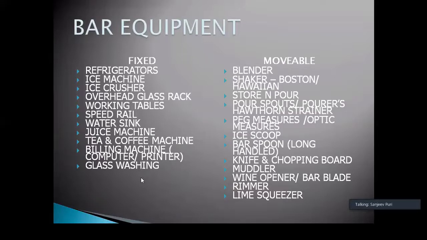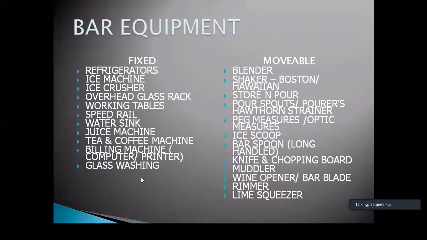And the next is the ice crusher. There are different types of ice being used. One is the cube ice, one is the crushed ice. Crushed ice will come out of this equipment. Then there is shaved ice. There is a difference between that. Crushed ice is ice consisting of small crystals of ice, whereas shaved ice is going to be the ice that has minute particles of ice.